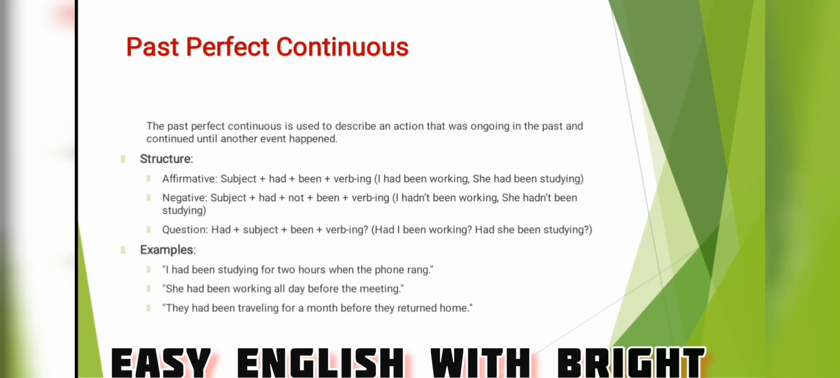Negative: subject plus had plus not plus been plus verb with ing. I hadn't been working. She hadn't been studying. Question: had plus subject plus been plus verb with ing. Had I been working? Had she been studying?